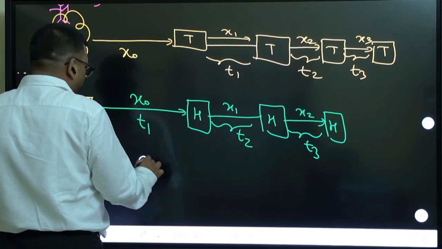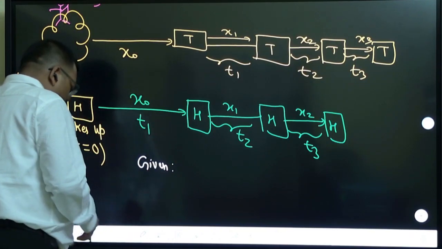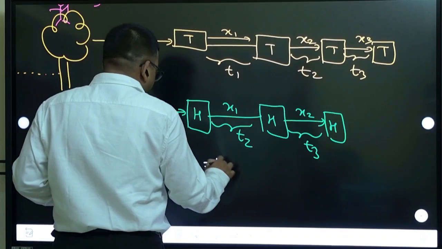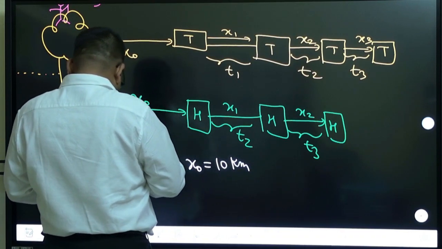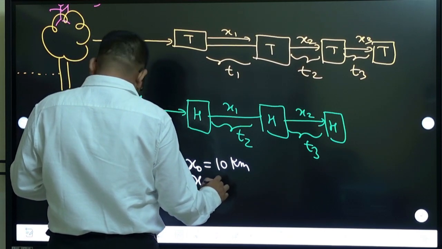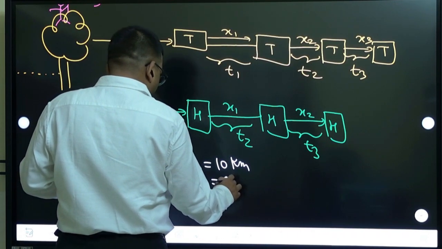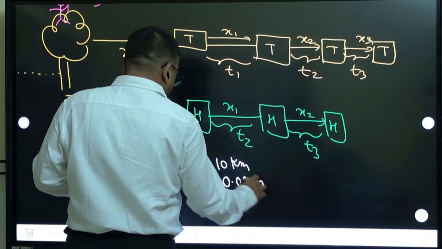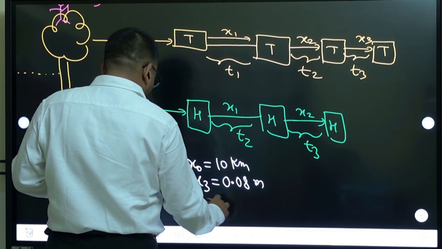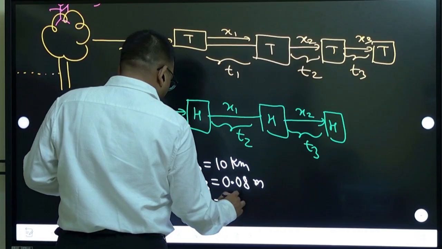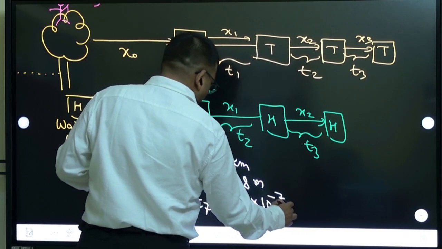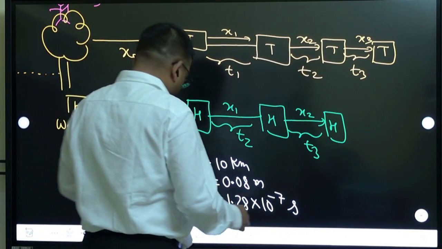The question is given, some information is given. I will write the values. Okay. So they have given the value of x naught. X naught is 10 kilometers, and they have given x3 also. X3 is given as 0.08 meters, and time t7 is given as 1.28 into 10 to the power minus 7 seconds. Okay, this information is given.